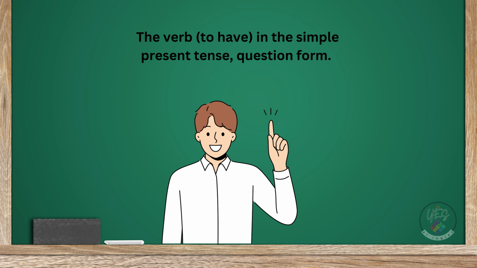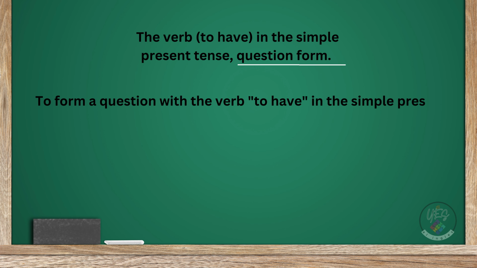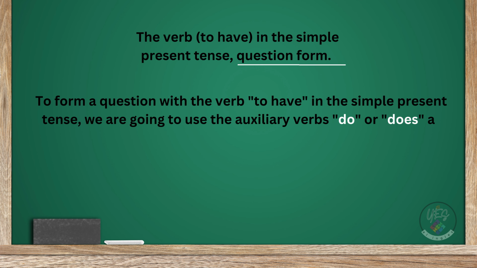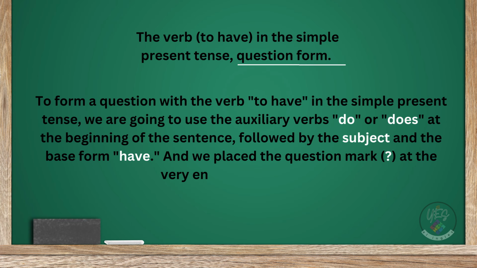Well, now we are going to go over the conjugation of the verb to have in the simple present tense question form. To form a question with the verb to have in the simple present tense, we are going to use the auxiliary verbs do or does at the beginning of the sentence, followed by the subject and the base form have. And we place the question mark at the very end of the question.